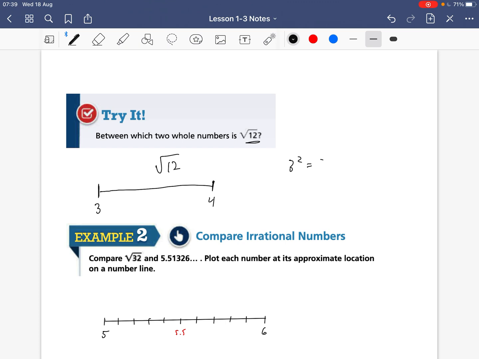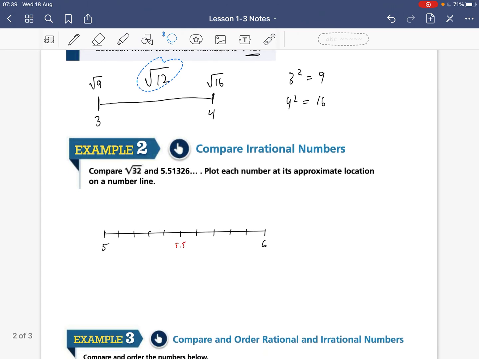Because 3 squared is 9, so the square root of 9, and 4 squared gives us 16, so the square root of 16. So the square root of 12 is somewhere between 3 and 4. It's somewhere between 3 and 4.